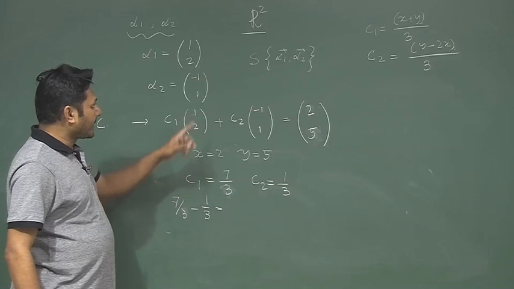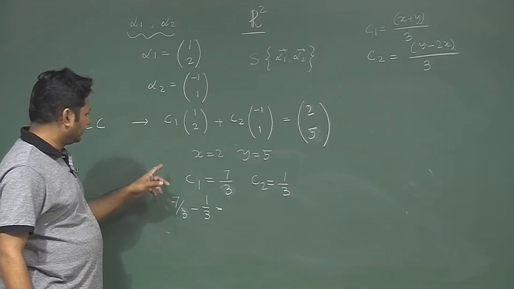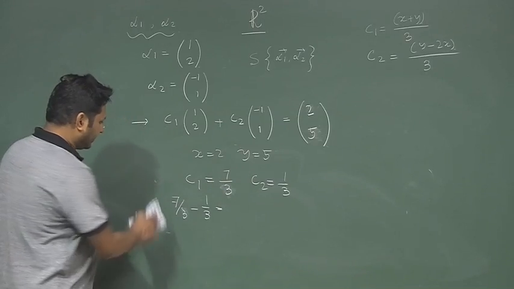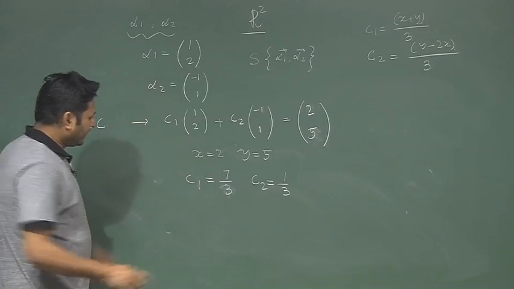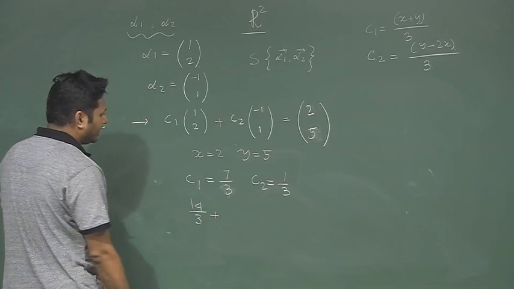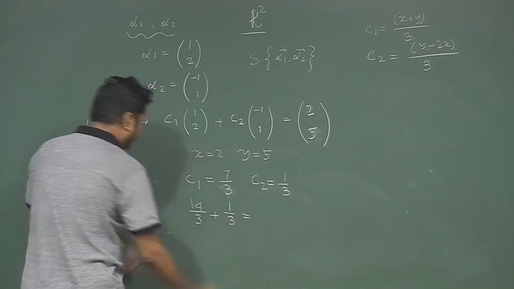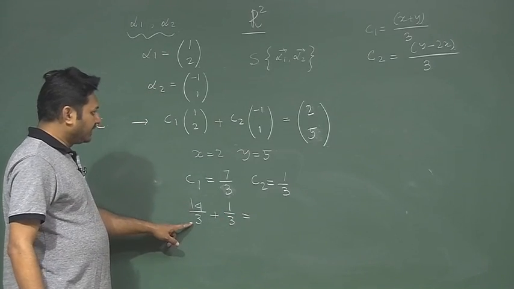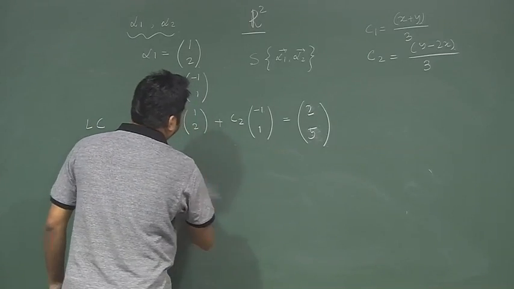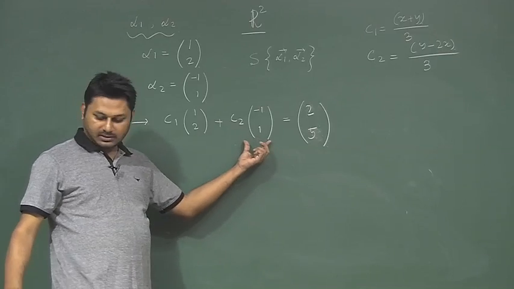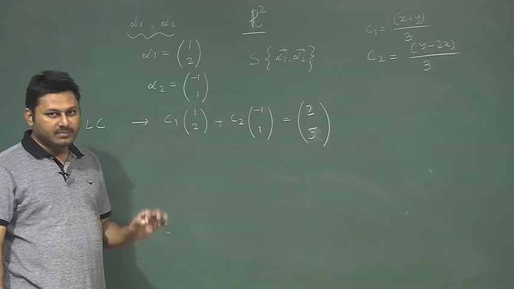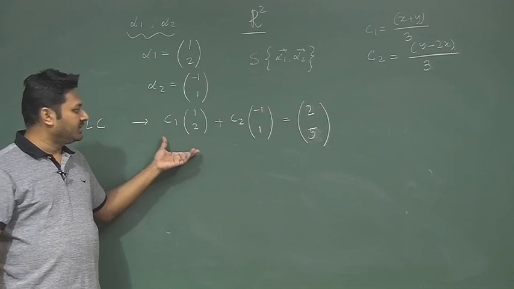Then the next one is 7 by 3 multiplied by the second vector, plus C2, which is 1 by 3. So it is 15 by 3, 15 by 3 means 5. So that means from these two vectors I can generate whatever vector I like in R2. That is the most important thing that we figure out with this treatment.